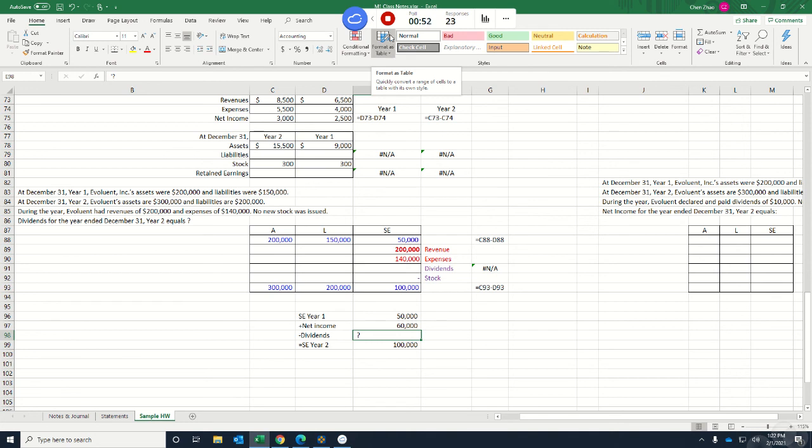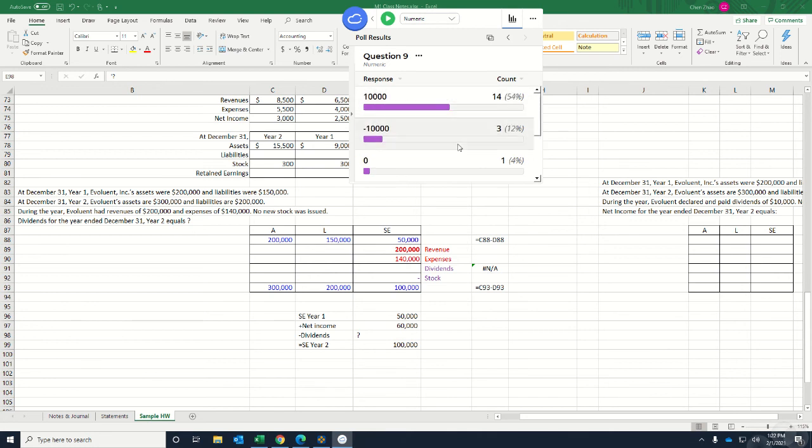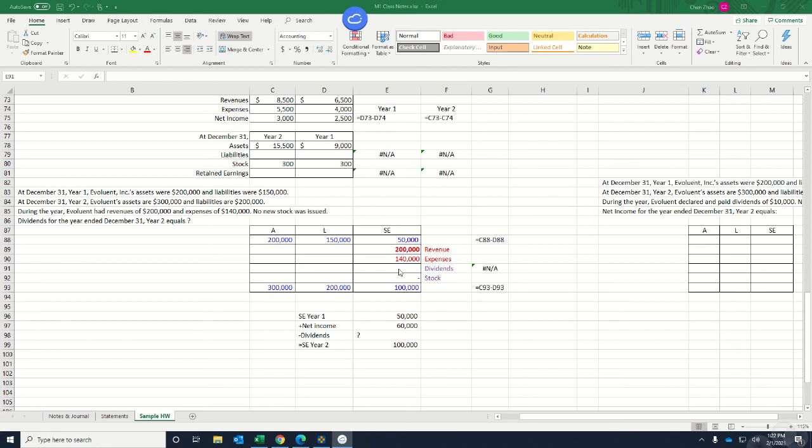Ten seconds. All right, let's see. Most of you got it right. It is 10,000. You can do 50,000 plus revenue minus your expense, and then minus the next year's shareholders' equity, and that will give you $10,000.